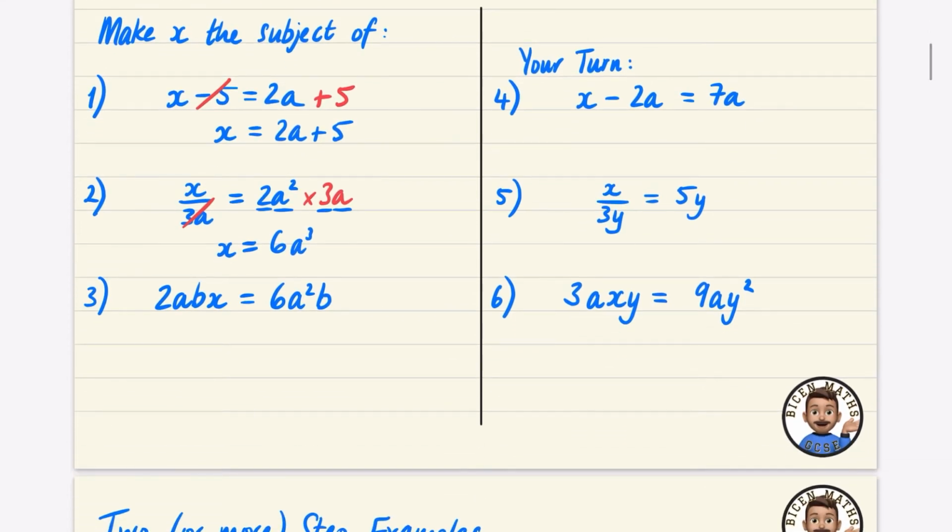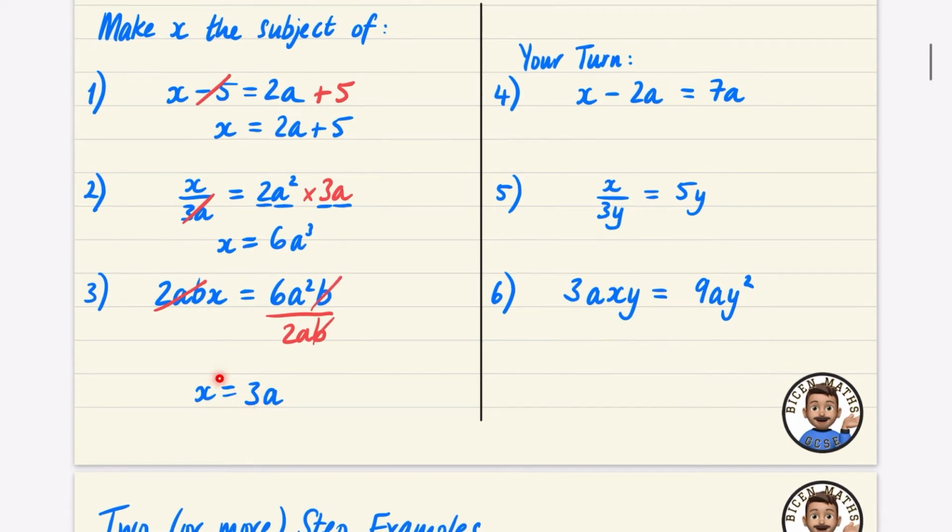And then this one that we've got down here, we want to get X by itself. So we need to get rid of this whole chunk, which is 2AB, and that's multiplying by 2AB. So we'll divide this side by 2AB. Now it does look like there's going to be some simplifying that can happen here. We can do the 6 divided by the 2 to get a 3. The A squared divided by A is just A. And then the B divided by B is just 1. So that part there fully cancels out. So in this case, X is just equal to 3A.